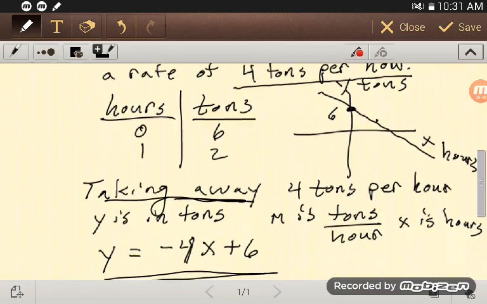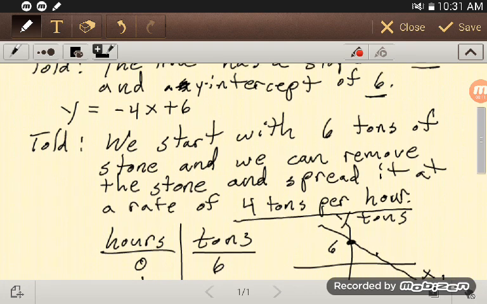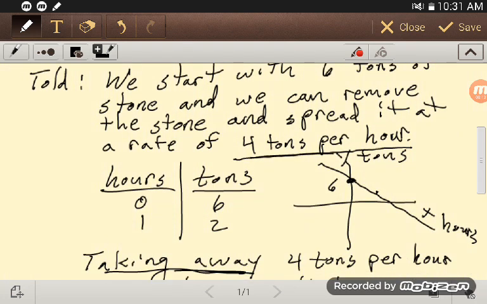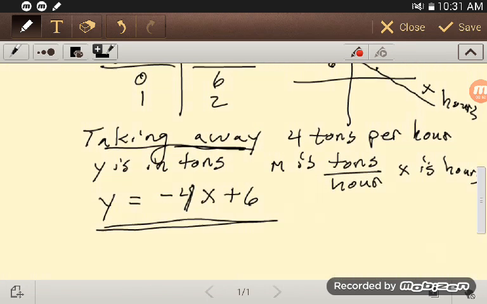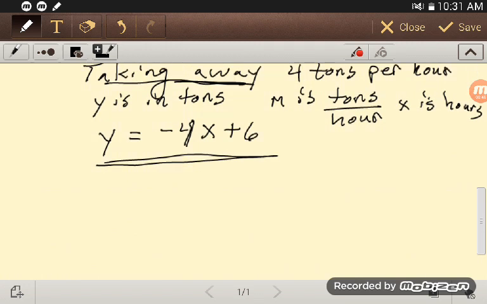But notice, it is that same information. I was just told, here's your slope, and here's your y-intercept, but of course it didn't say it that way. And I had to understand from the reading about the, when I remove the stone from my pile and I spread it, so I remove it and spread it, I'm actually talking about a negative slope, because if I think of y, now I didn't say that, but I actually should say that here.